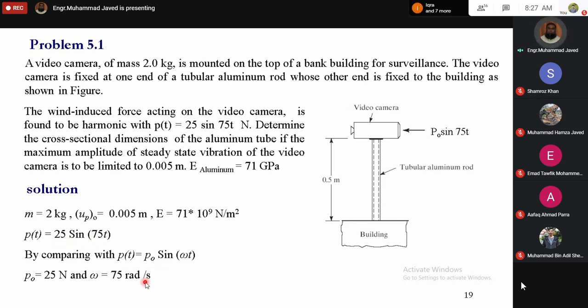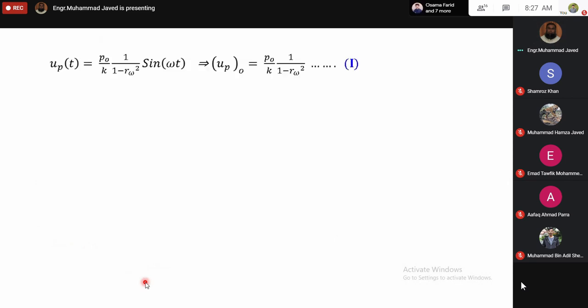In last lecture, an expression was developed for calculating steady state vibrations in undamped system, which is up of t is equal to p naught by k into 1 by 1 minus r omega square sine omega t. Our peak value of this will be 1 when sine omega t is 1. Therefore, peak amplitude of steady state vibration is p naught by k into 1 by 1 minus r omega square.